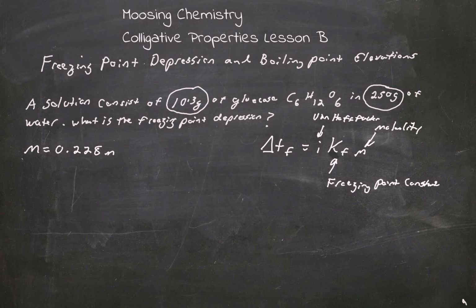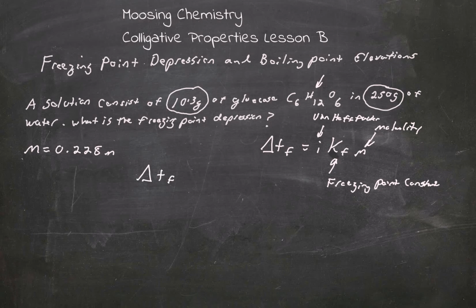Now, the van't Hoff factor is used when we have an ionic compound. This is not an ionic compound. This is a covalent compound. This will not dissociate into ions. So our van't Hoff factor can just be 1. Anything times 1 is itself, as you know. Okay, so now we're going to go ahead and put our numbers in. So let's see here.